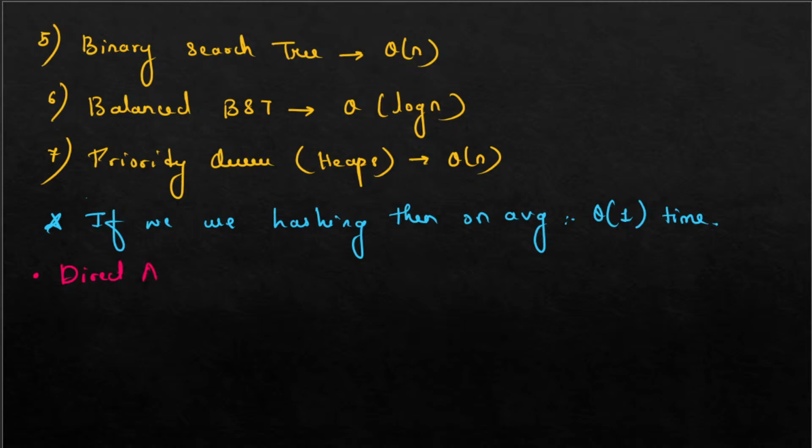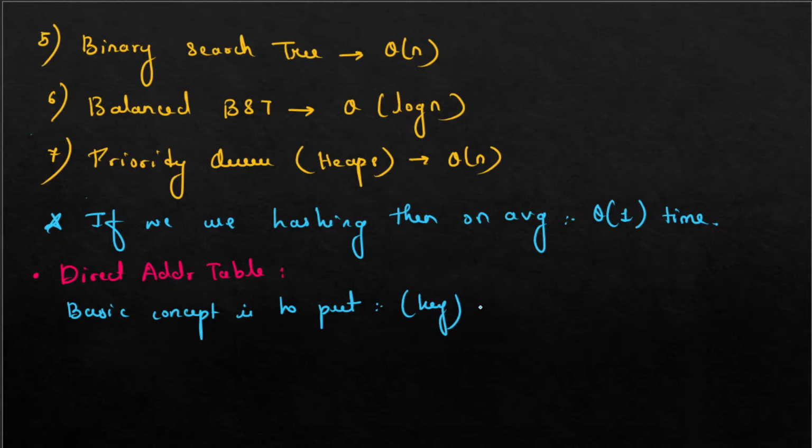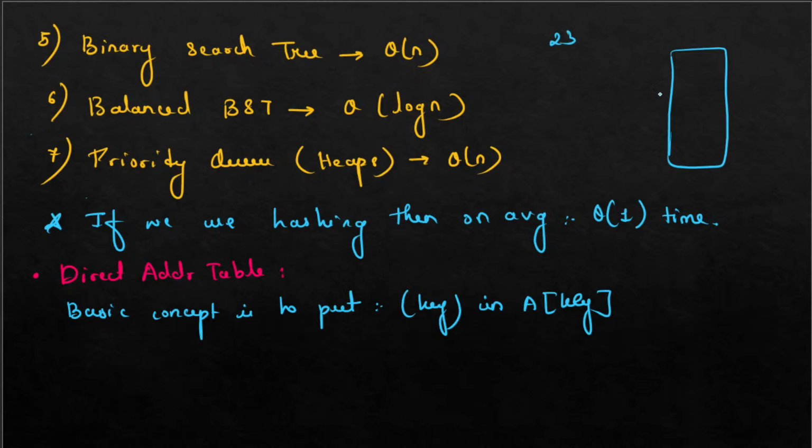Direct address table. So this is a basic concept: to put the key, okay, key in a plus key. What this means is that whatever key we have, we put it into a table. So let's say we have 23 and here is a table sequence 1 2 3. In which block will this 23 key get inserted? So this is a direct address table.